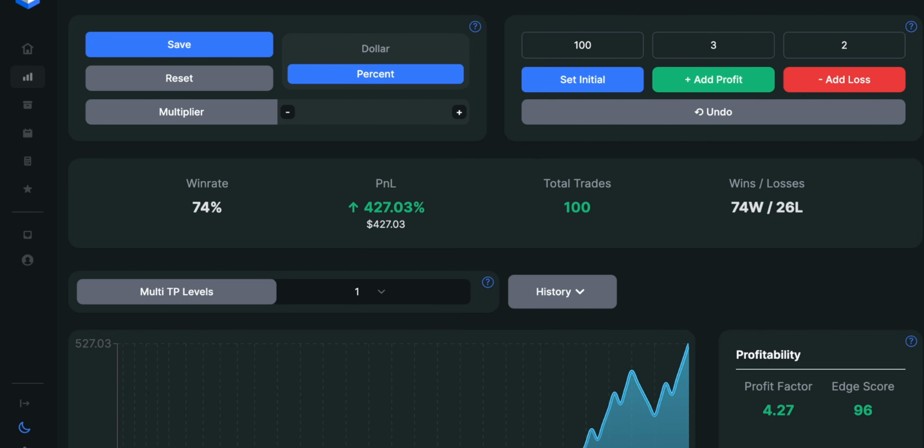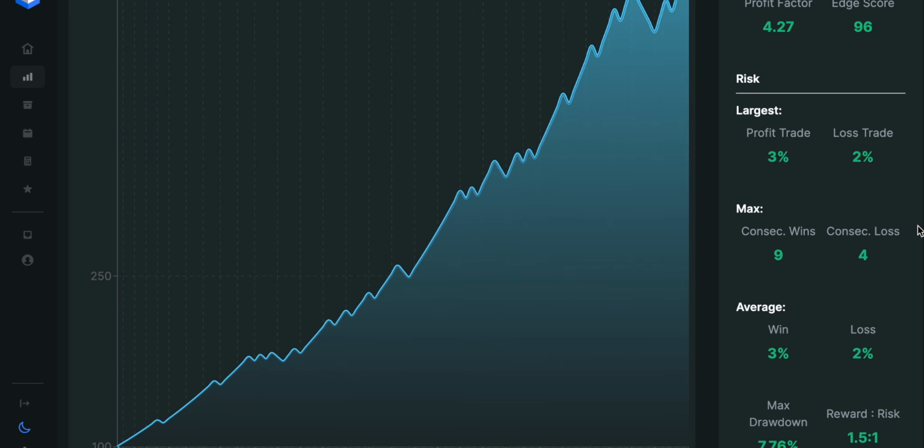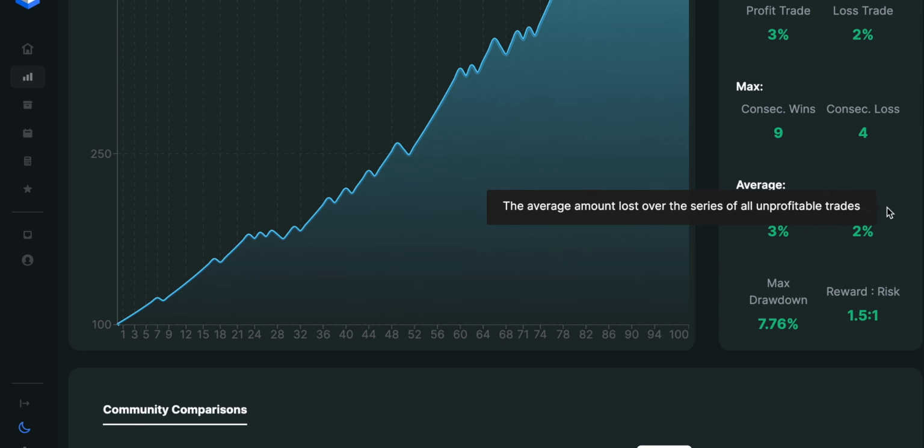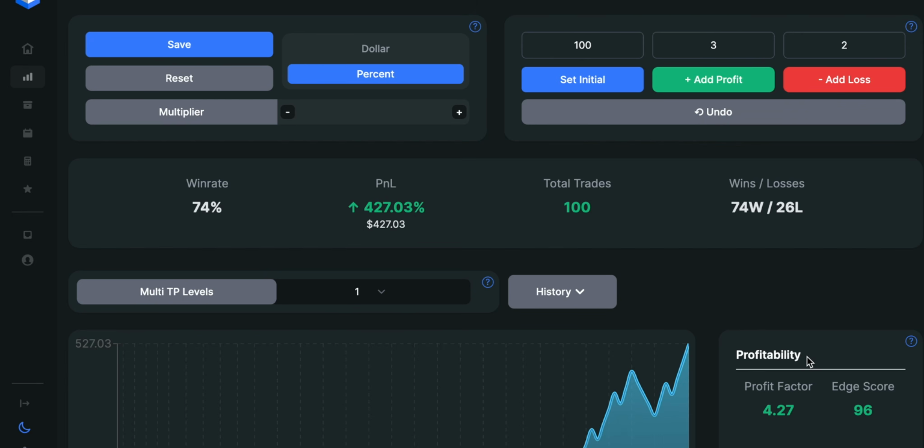So the test is finished and the win ratio for the strategy turned out to be 74%. This is really high for a 1 minute time frame. We also increased the account size by 427.03%. This makes an average profit per day of around 20%. But remember that the spreads and fees are not included in the backtesting, so we expect these numbers to be lower when trading live. The profit factor is 4.27 and we had 9 consecutive wins against 4 consecutive losses. The maximum drawdown for the strategy is 7.76%. So yeah, the backtesting results look really promising.